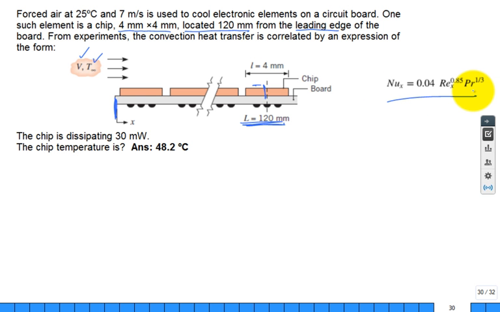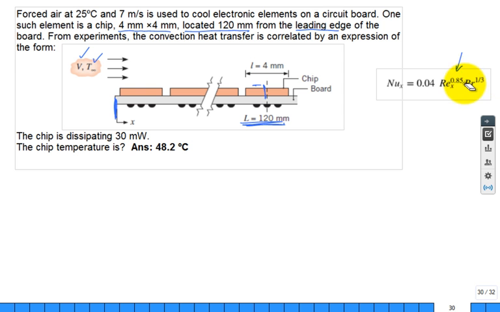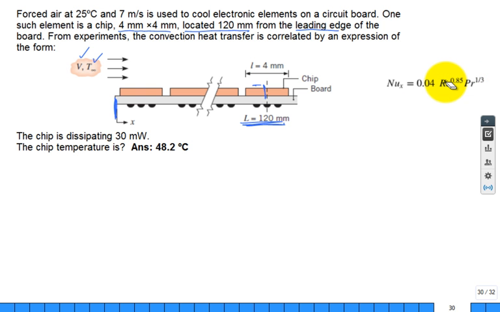The local Nusselt number is 0.04 times the local Reynolds number to an exponent of 0.85, and then the Prandtl to the 1/3. Again, that Prandtl to the 1/3 is often the structure of the modified Reynolds analogy. Okay. The chip dissipates 30 milliwatts. What's the temperature of the chip surface? And there's the value, but how do we calculate it?